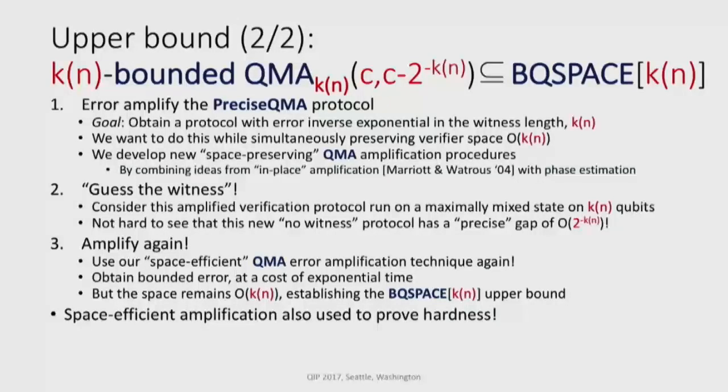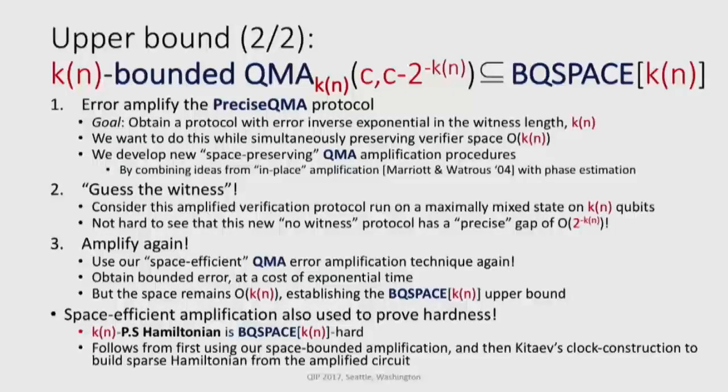We also use our space-efficient amplification technique to prove hardness. We show that the K of n precise succinct Hamiltonian problem is also BQ space K of n hard. The idea there is we first amplify the circuit, and then it follows from Kitaev's clock construction to effectively build a sparse and therefore succinctly encoded Hamiltonian from the amplified circuit. All right, so why do we care about this, other than the reasons I mentioned earlier?